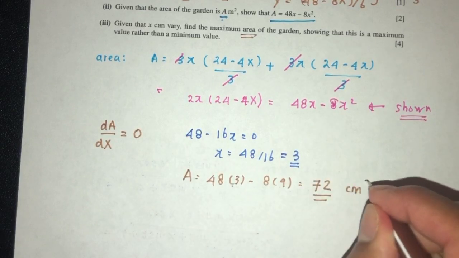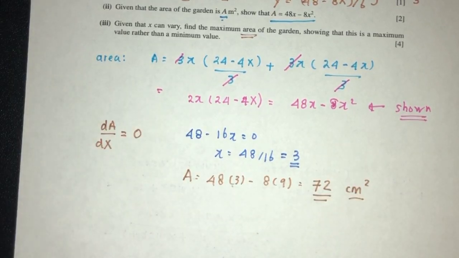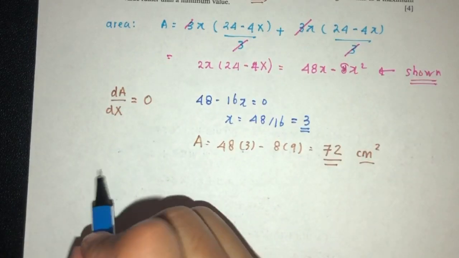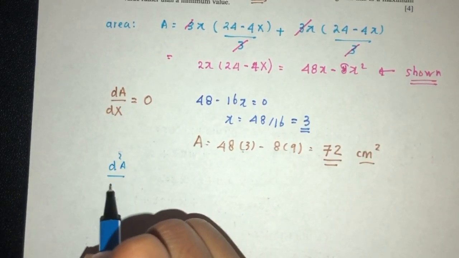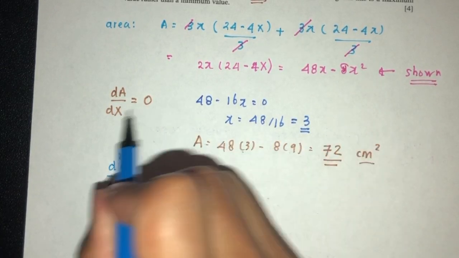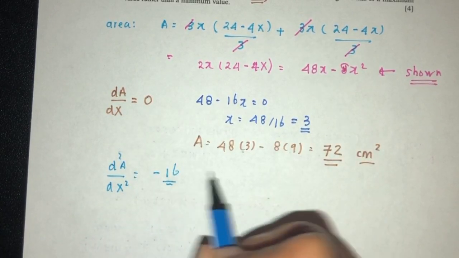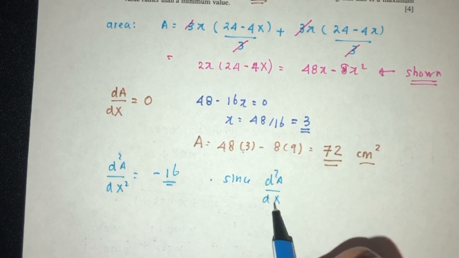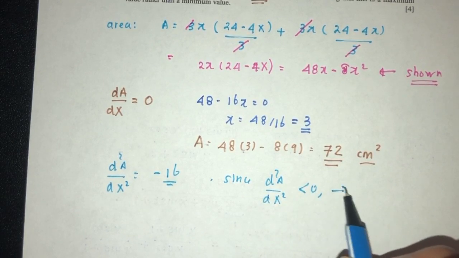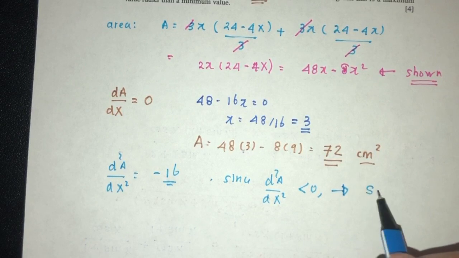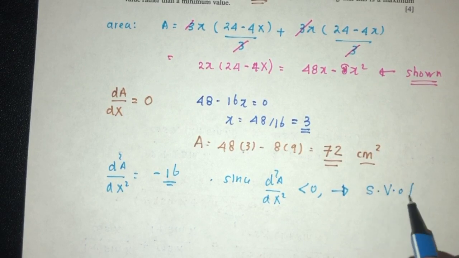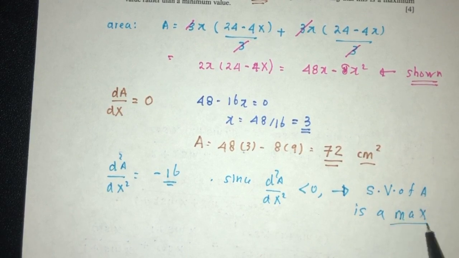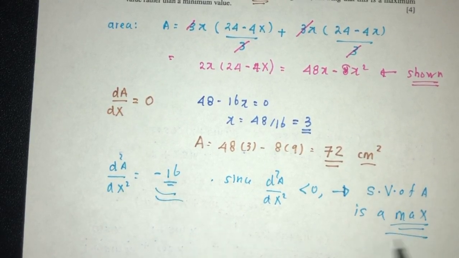Of course, you have to write the unit as well for the area, showing that this is the maximum. How do you show that it is maximum? You have to find the second derivative, which is d2A by dx2. That should be minus 16. So you write, since d2A by dx2 is less than 0, we prove that the stationary value of A, which is this one, is a max value. Because it is negative, it will be a max value.